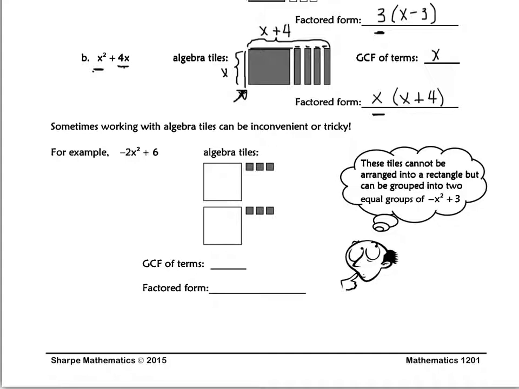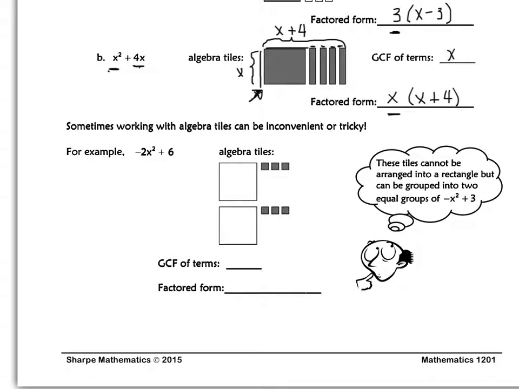So for example, in negative 2x squared plus 6, we take the large squares representing the negative x squareds, 2 of those, and then we need 6 positive tiles, so 6 shaded tiles. You can try to arrange those whatever way you like, but you're never going to be able to form a full filled-in rectangle. However, you can split them up into 2 equal groups. Each group has a negative x squared plus a 3. So the factored form would be 2 groups of negative x squared plus 3.